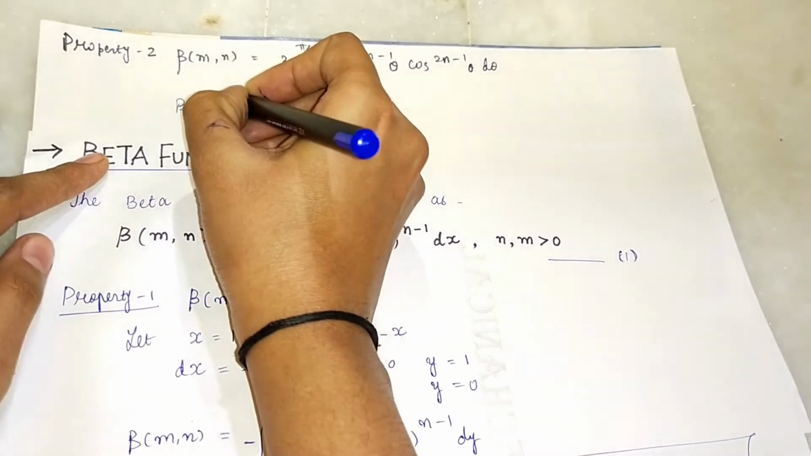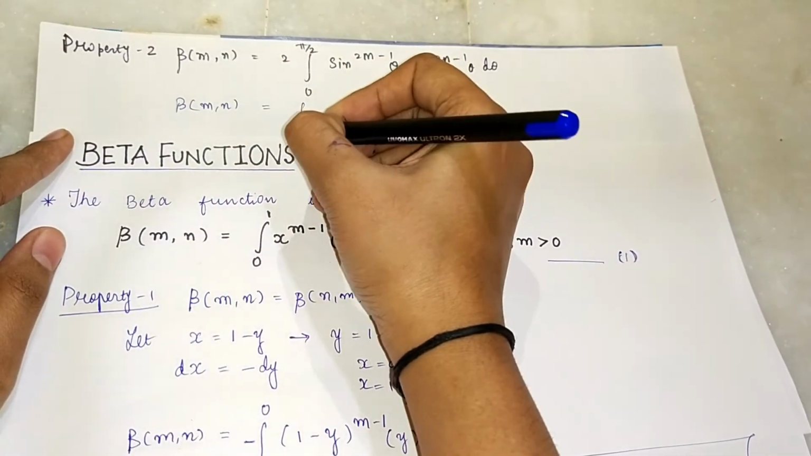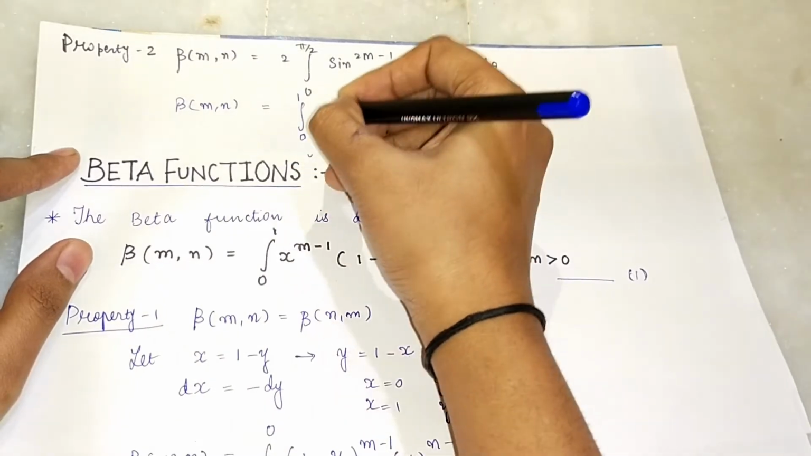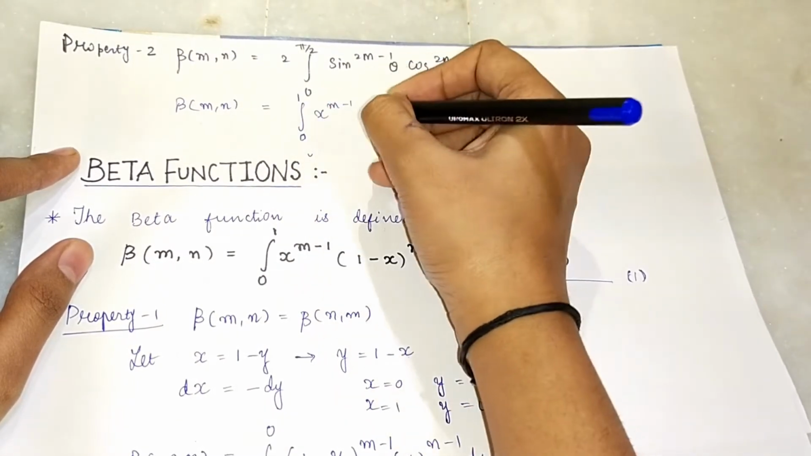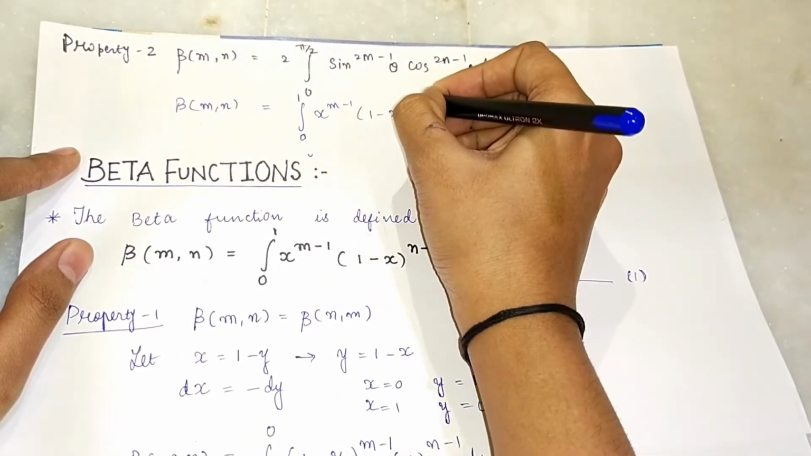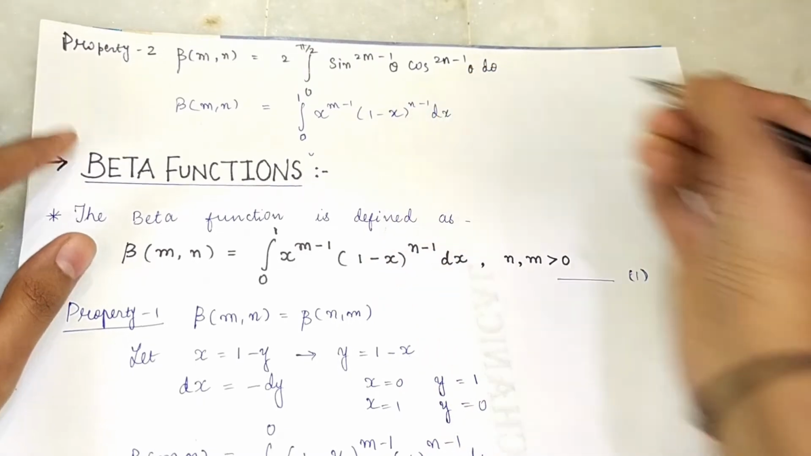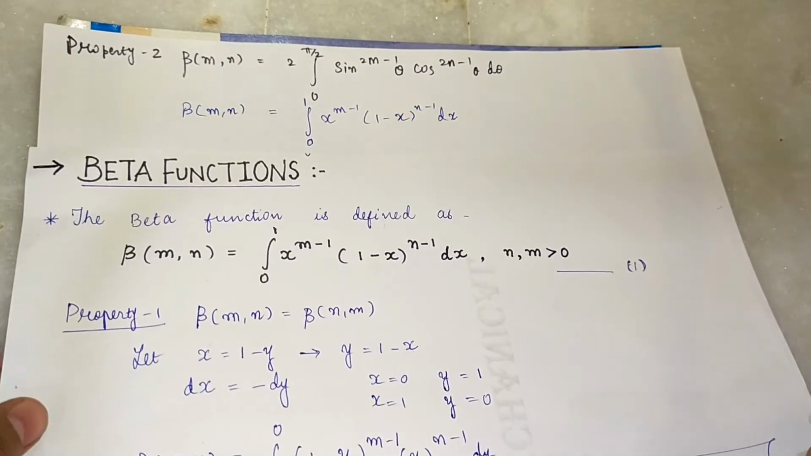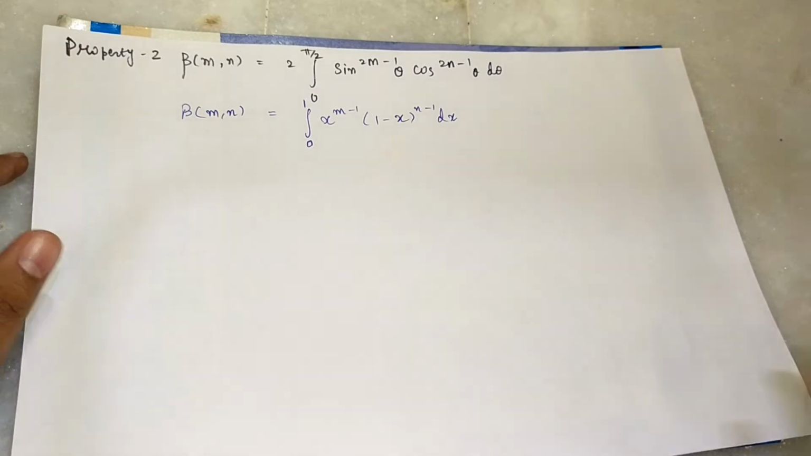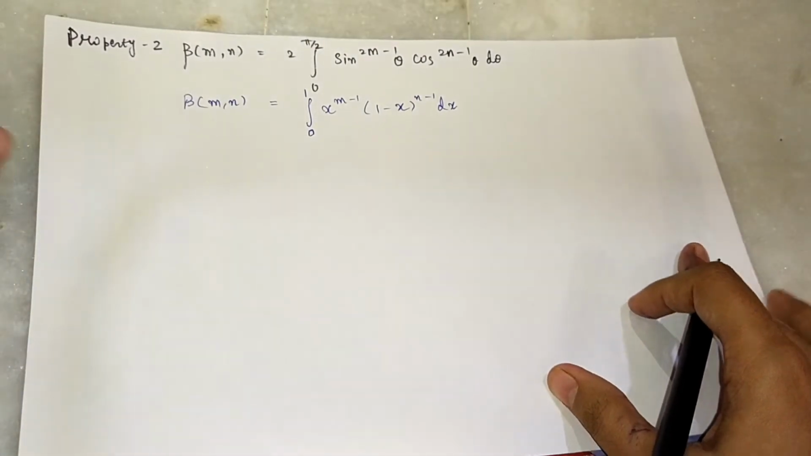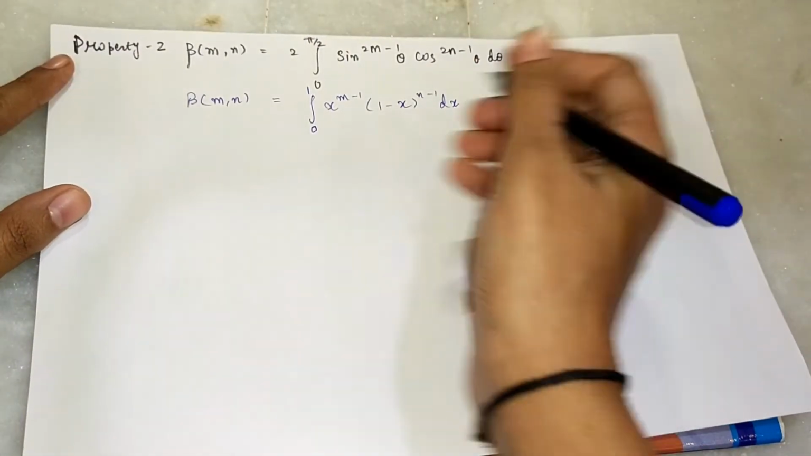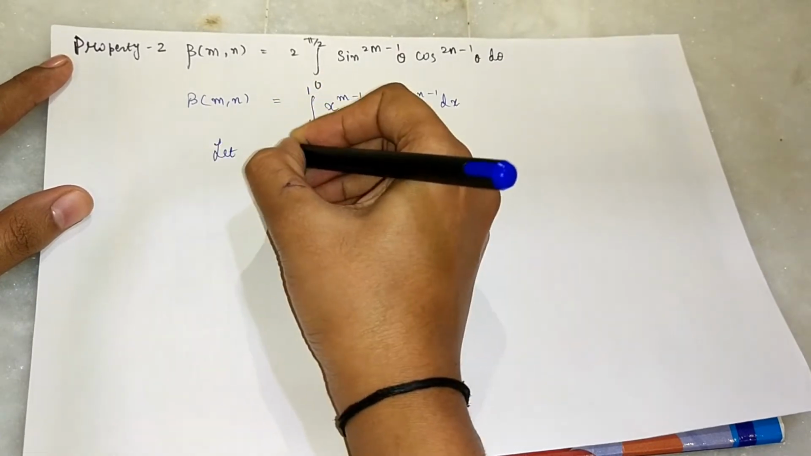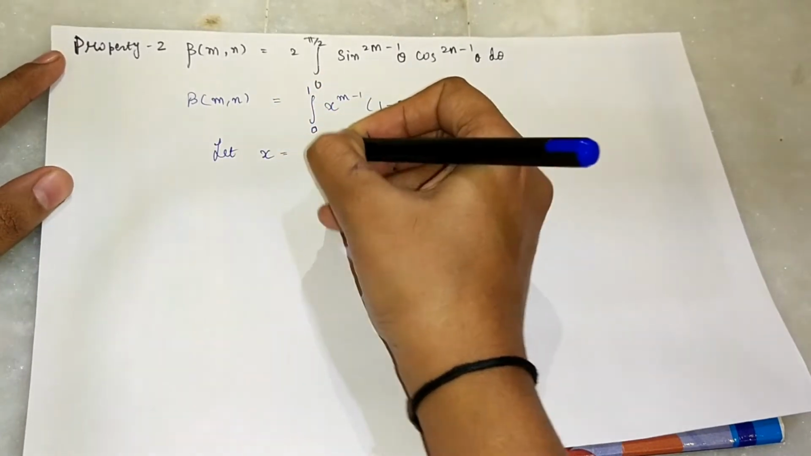Beta m comma n is equal to integral 0 to 1 x raised to m minus 1, 1 minus x raised to n minus 1 dx. We will use this standard definition of beta function. Now to prove this property, we will substitute x equal to sine square theta.